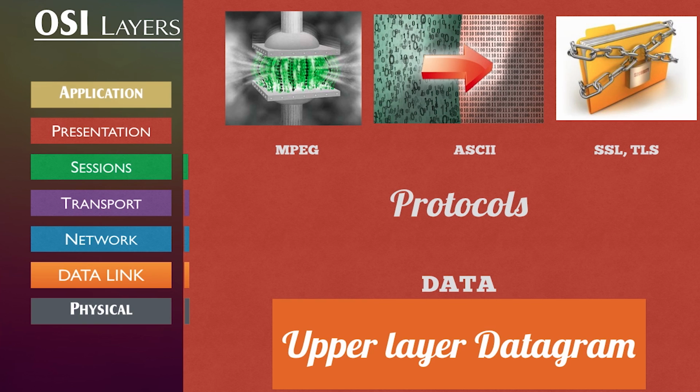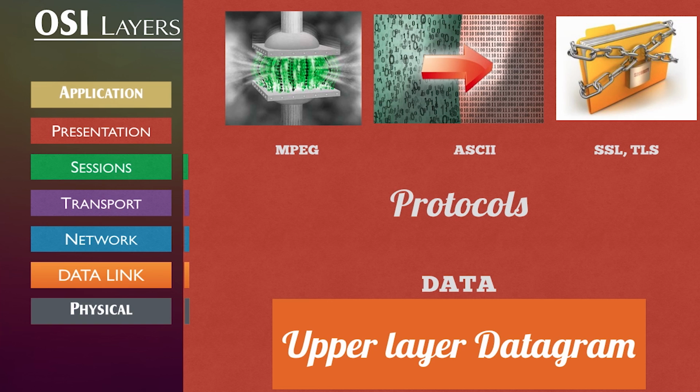in this layer. Now for popular protocols, for data compression you have MPEG, for data conversion you have ASCII, and for encryption you have protocols like Secure Socket Layer or Transport Layer Security, that's SSL and TLS. Your data in this layer is also known as the upper layer datagram.